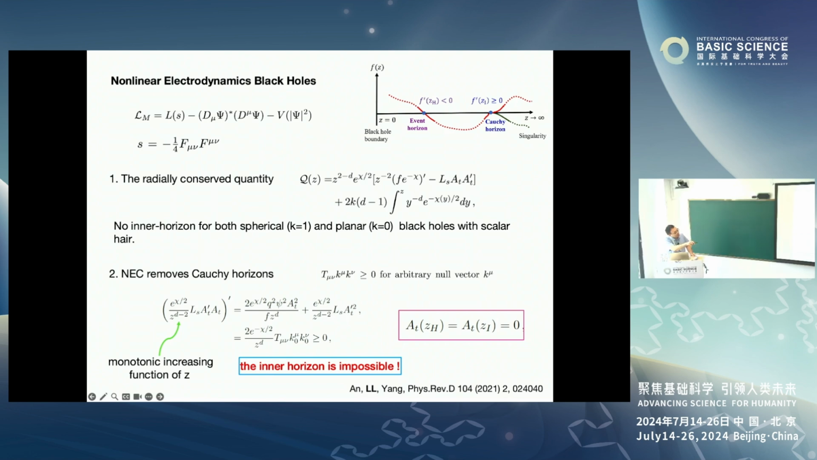But we just showed that to have a smooth horizon, the gauge potential should be vanishing at both horizons. So this is not possible. So in this way, we can exclude all inner horizons, no matter the topology of the black hole. So the cause is that we introduce a null energy condition.